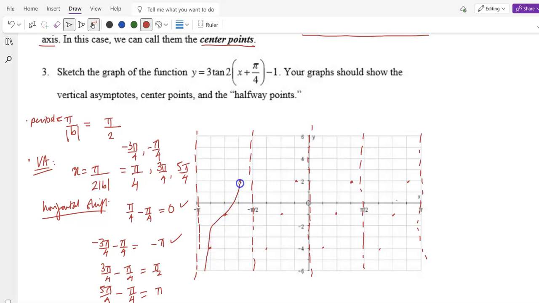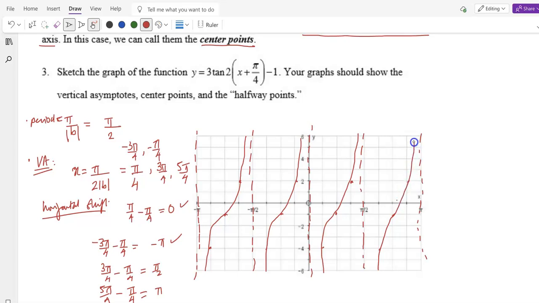Very nice. It's difficult to draw. You'll have to draw it separately like this. So the midpoint and then the stretch points, all the same.